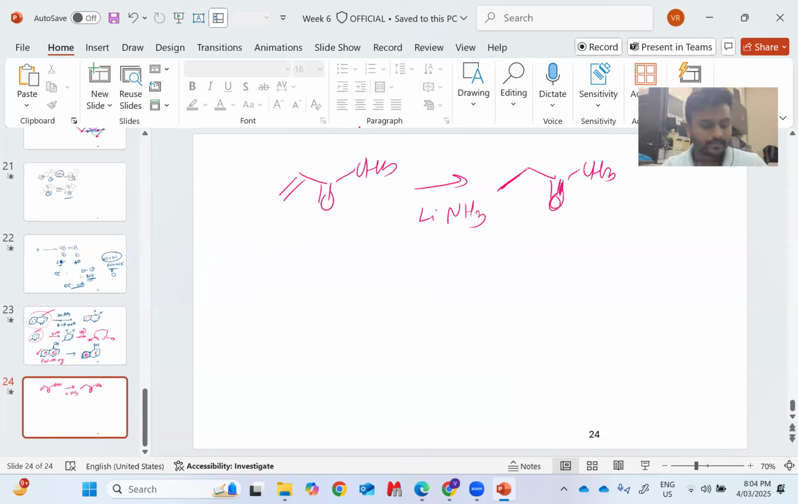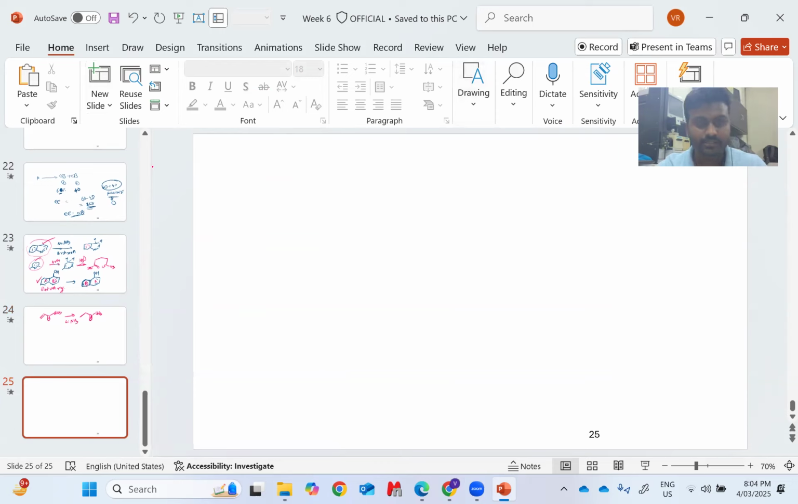All right. So we should know the Bouveault-Blanc reduction also. You should search that, Google it, so you will get to know what the Bouveault-Blanc reduction reaction is. Also the acyloin condensation. We can discuss that one as well. What is the acyloin condensation?